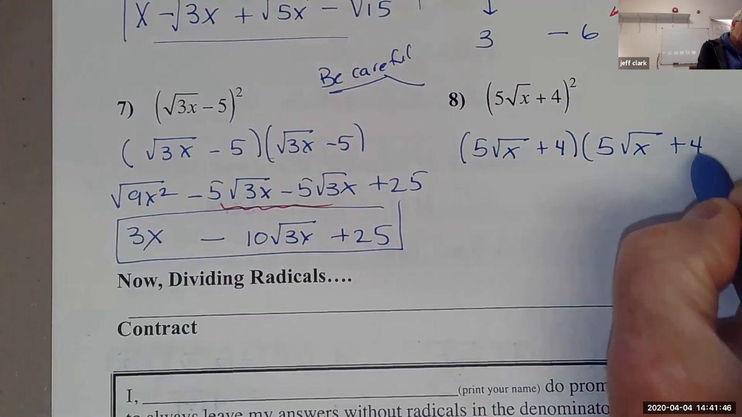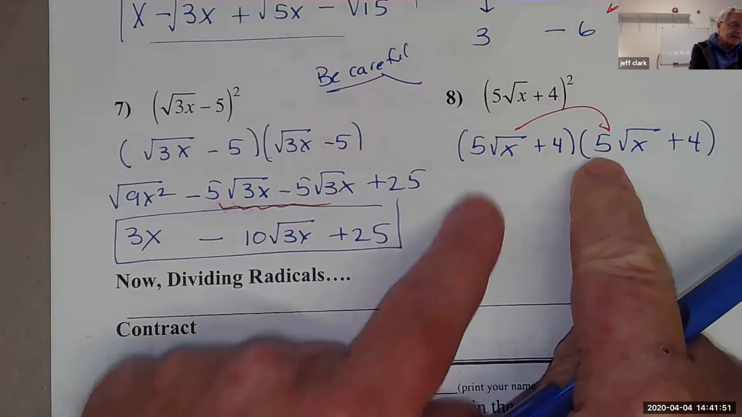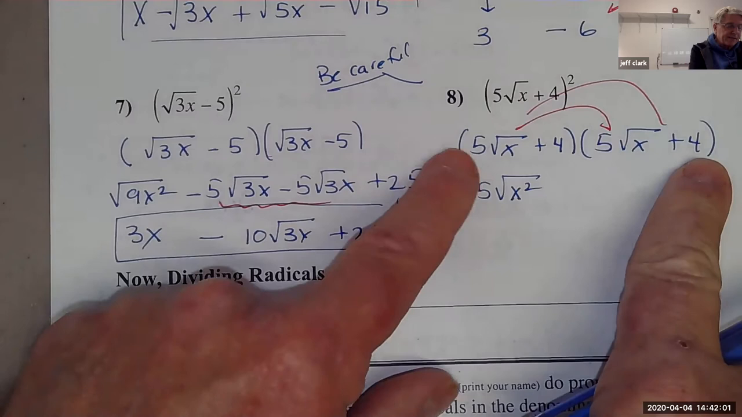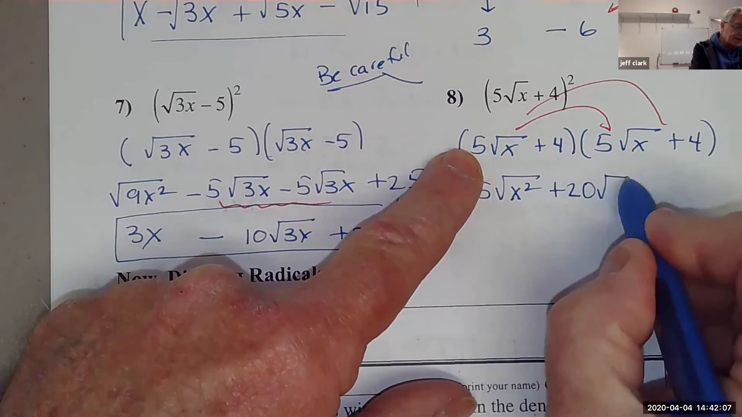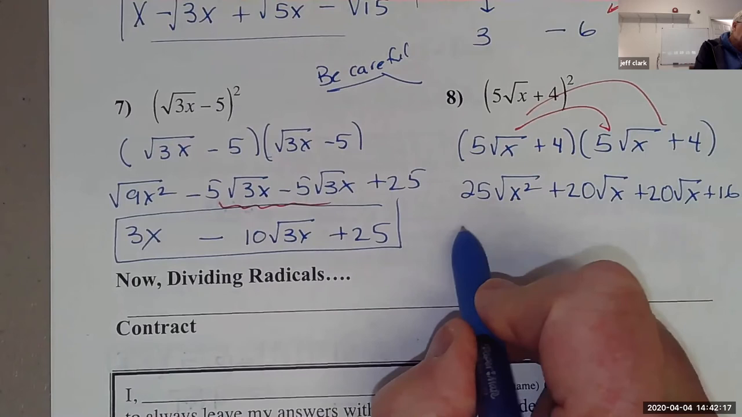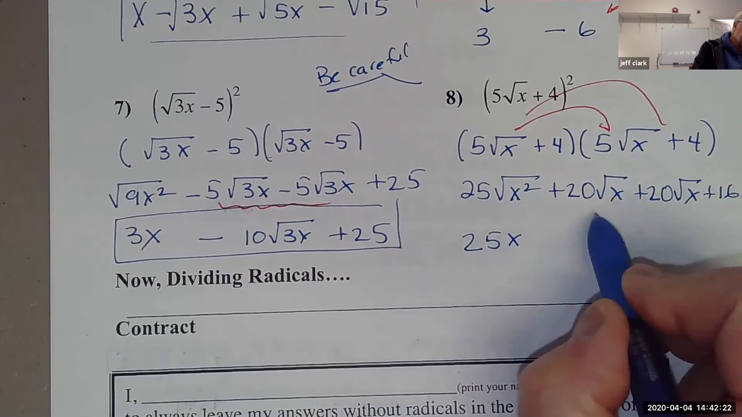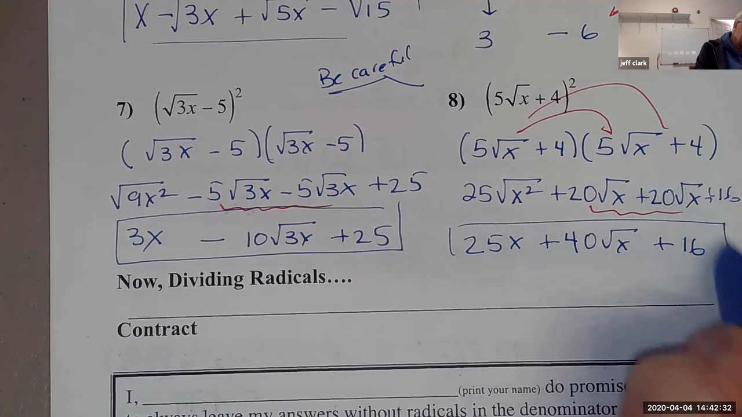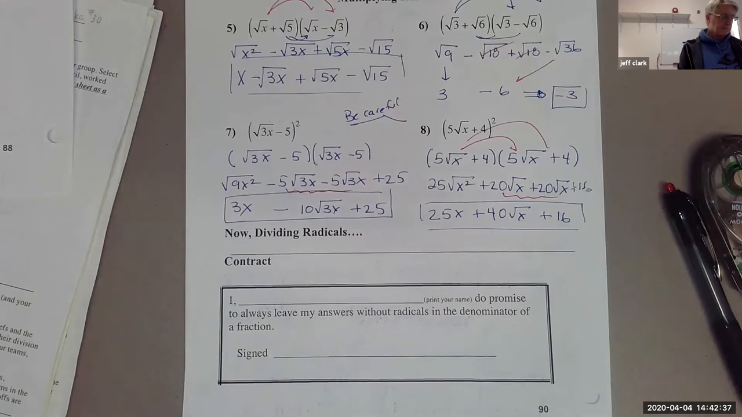And then FOIL. Now, when I take the first two, notice the fives are on the outside. You're going to make that 25 on the outside with an x squared left underneath as the radicand. Throw that over there. Okay, the 4 and the 5 gets multiplied on the outside. So that's 20. The root x remains. There's another one. And 4 times 4 is 16. So square root of x squared is x. This ultimately is 25x. These are like terms, so plus 40 root x and plus 16. Okay, pretty good examples, 8 of them total for you to consider multiplying.